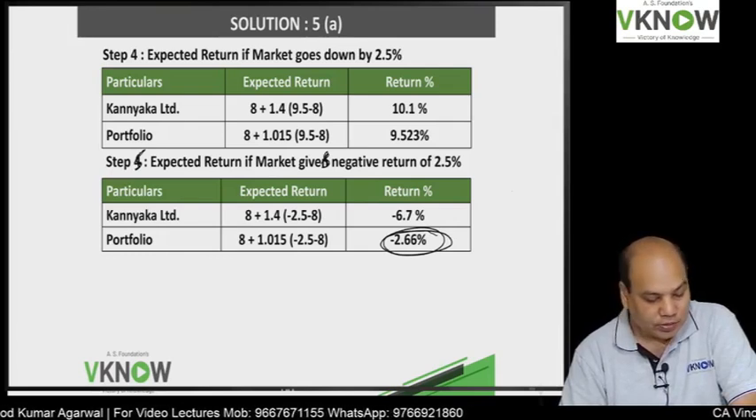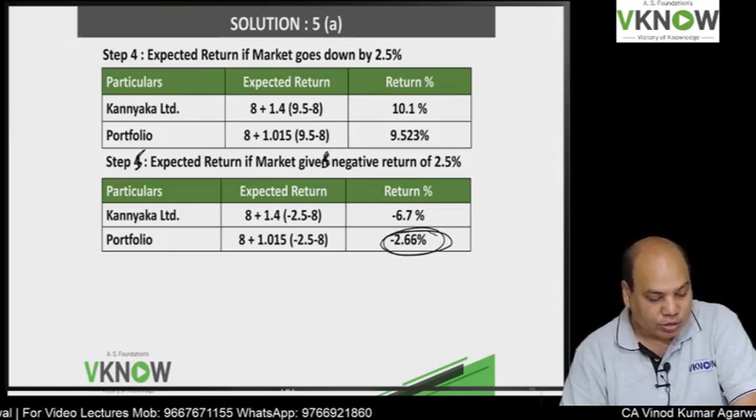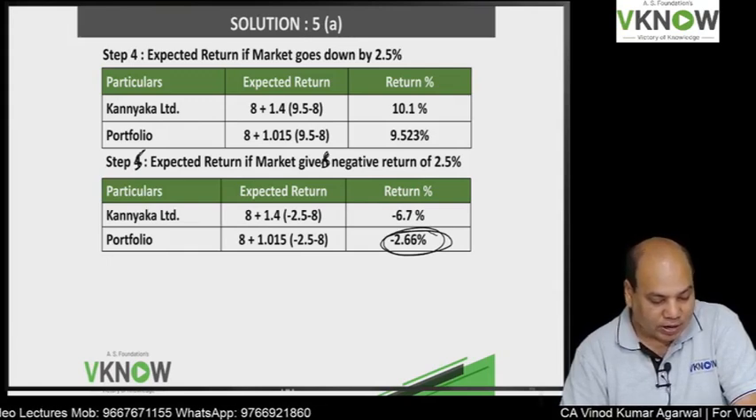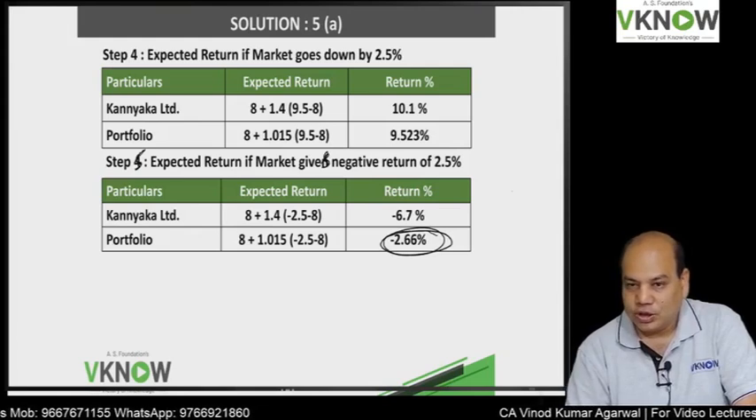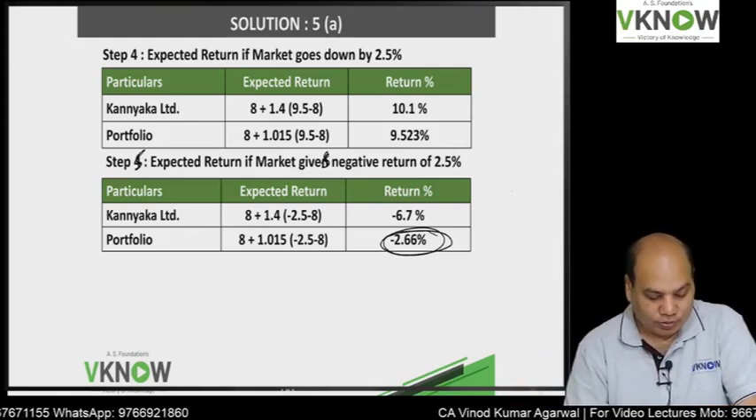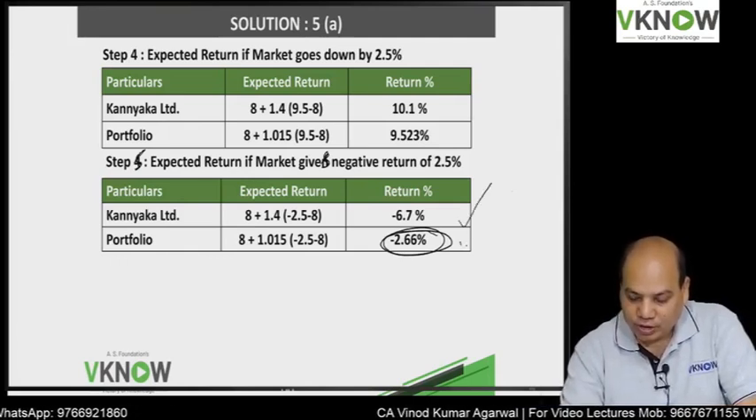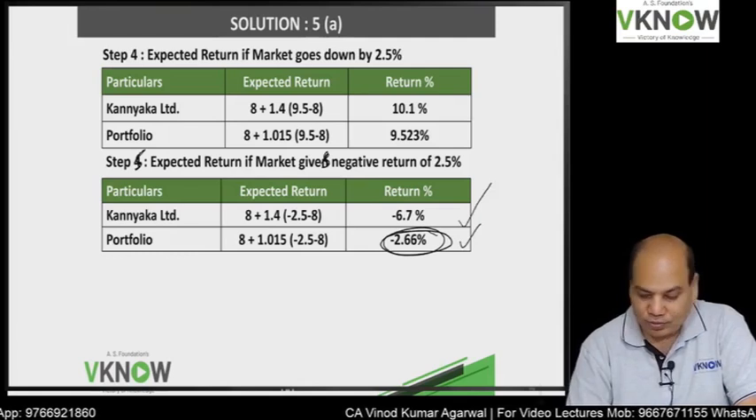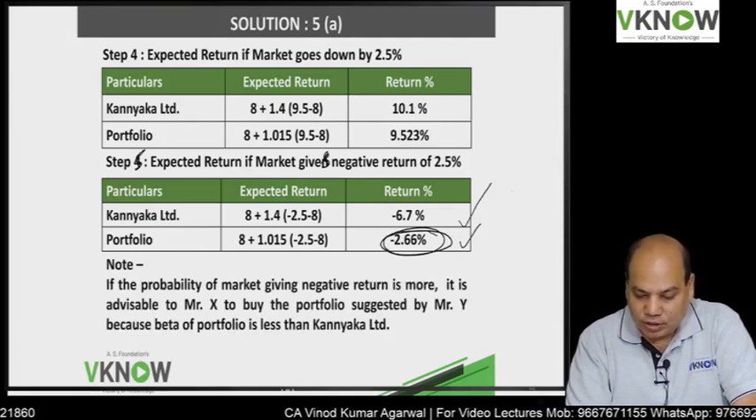So the question is, second part: if the probability of negative return is more, advise Mr. X whether to continue the holding of Messrs. Kanakya Limited or to buy the portfolio. In Kanakya Limited the loss will be more. Here the loss will be less. So what is your advice? To buy the portfolio. Right.